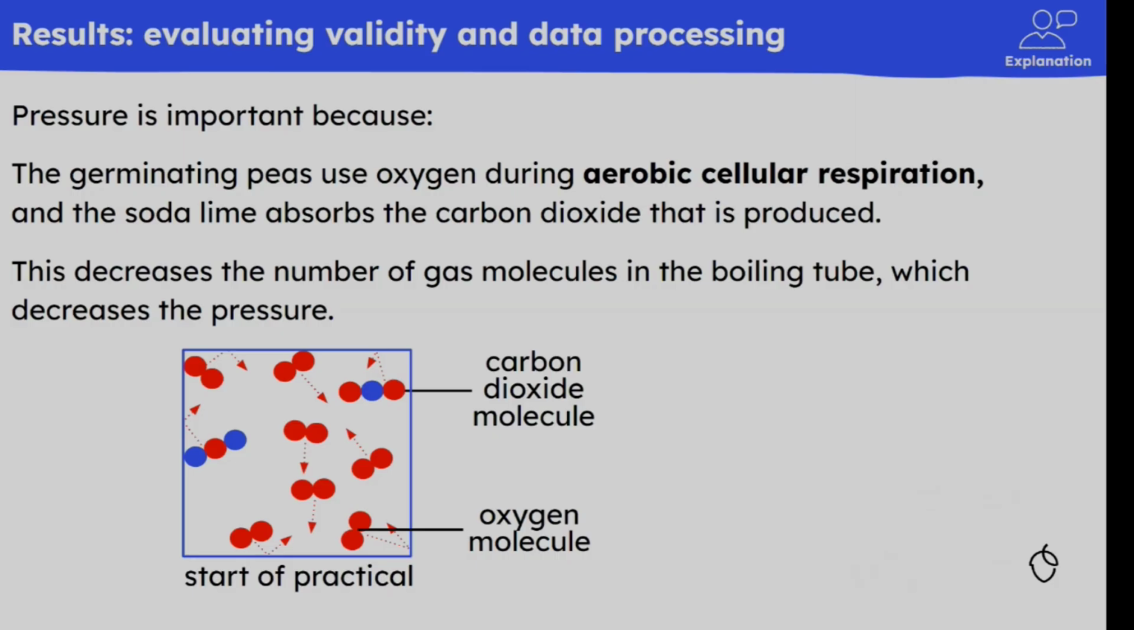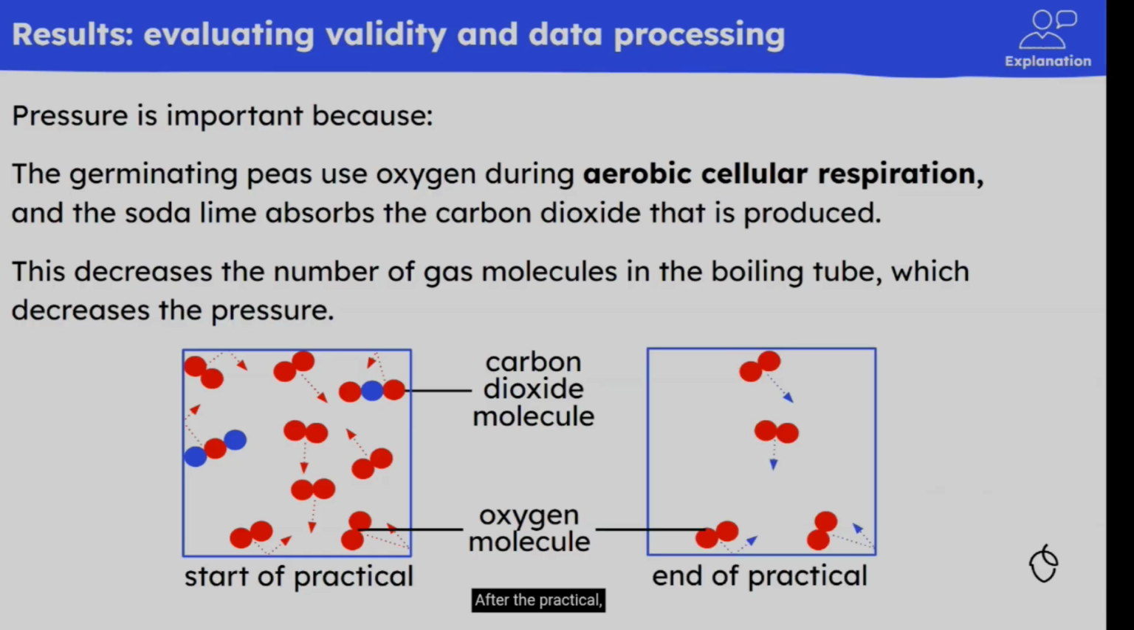So here, my little square is representing what's going on inside the boiling tube. I've got a mixture of oxygen molecules and carbon dioxide molecules at the start of the practical. After the practical, so after 5 minutes of the germinating peas respiring, we've got a different picture here.